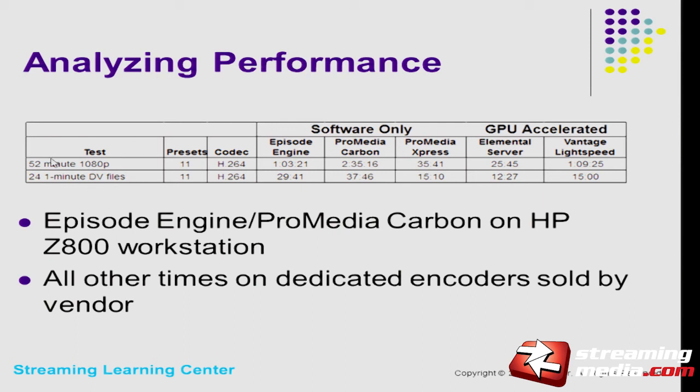I think this is perhaps the most important screen we've seen so far. One test is a pure throughput test, and this is 24 one-minute DV files. This is like an administrative file handling test, and the Lightspeed system does very well here compared to Elemental Server, where it's not really good on long-form production. So if you're producing 2 or 3 minute videos, the Vantage Lightspeed actually looks pretty good. If you're producing 2-hour movies, then the Vantage Lightspeed looks pretty bad, both compared to Elemental Server and ProMedia Express.